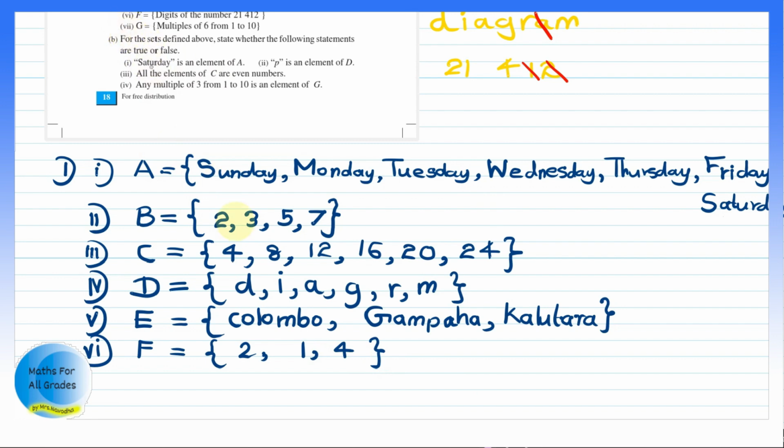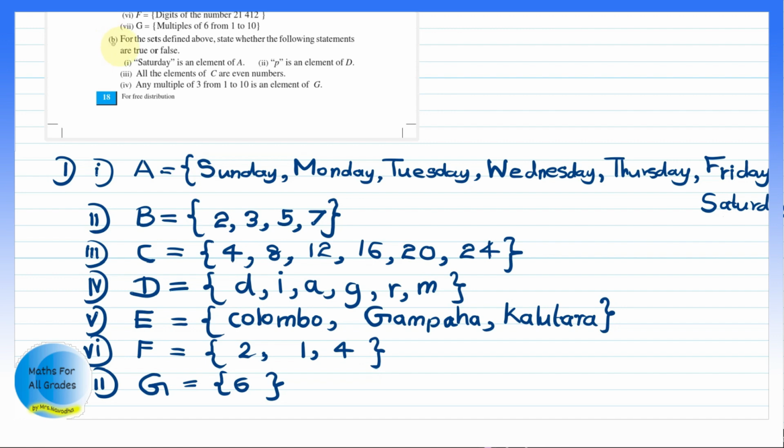Problem number 7. G is a set of multiples of 6 from 1 to 10. So you get only one multiple between 1 and 10. It's number 6. Let's write it. G equals 6. The set G has only one element.